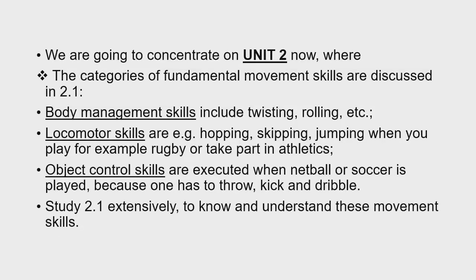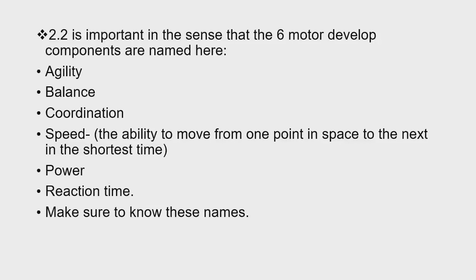We are going to concentrate on Unit 2 now, where the categories of fundamental movement skills are discussed in 2.1. Body management skills include twisting, rolling, etc. The second one is locomotor skills. They are, for example, hopping, skipping, jumping when you play, for example, rugby or take part in athletics. Object control skills are executed when netball or soccer is played because one has to throw, to kick, and dribble. Study 2.1 extensively to know and to understand these movement skills.